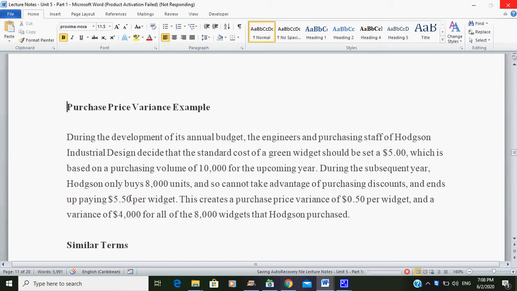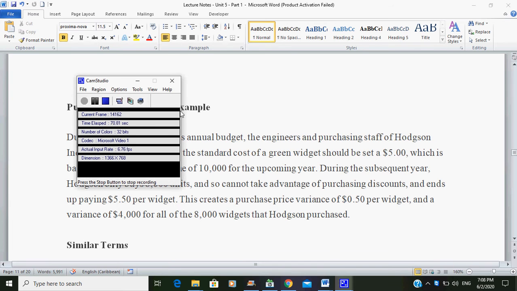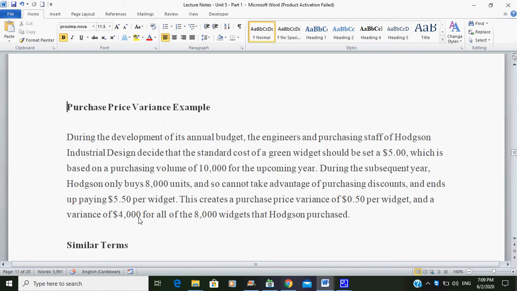This creates a purchase price variance of 50 cents per widget and a variance of $4,000 for all of the 8,000 widgets that Hudson purchased. How did we get the $4,000? To get the $4,000 here, multiply the 8,000 by the 50 cents. 8,000 times 50 cents variance gives you 4,000 cents... I mean, the variance is $4,000.